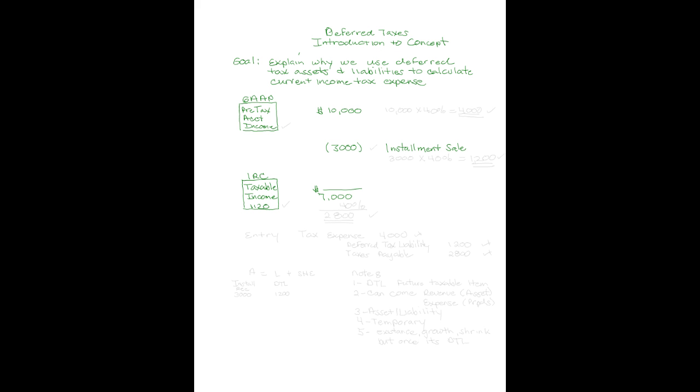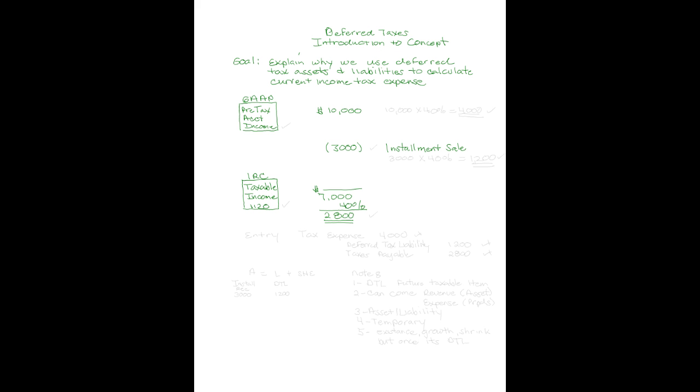Let's assume a really simple example now. Let's assume we're in a 40% tax bracket, that our taxable income will be taxed at 40%. And so our taxes on the tax return, 40% of $7,000, will be $2,800. So we know what taxes payable are.